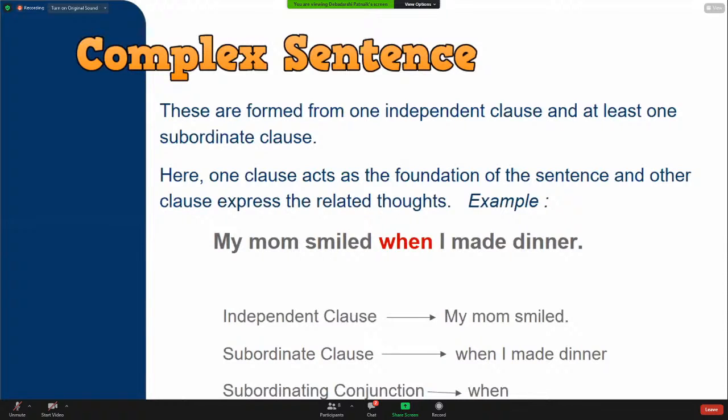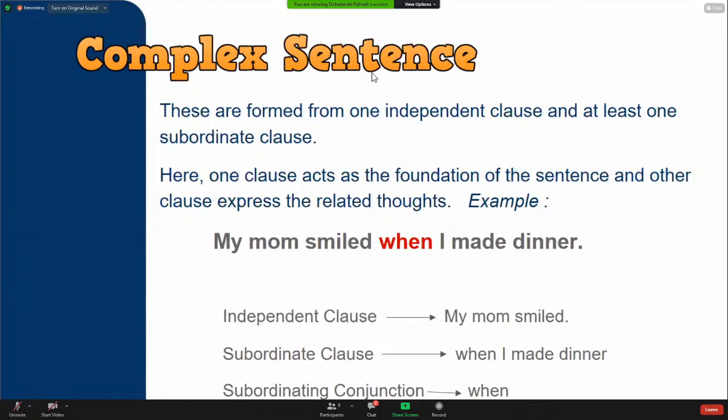But here, the mom smiling and my dinner are interrelated. Maybe they are happening at the same time. So here the independent clause is "my mom smiled," the subordinate clause is "when I made dinner," and the subordinating conjunction is "when." Coordinating conjunctions are used in compound sentences, and subordinating conjunctions are used in complex sentences.